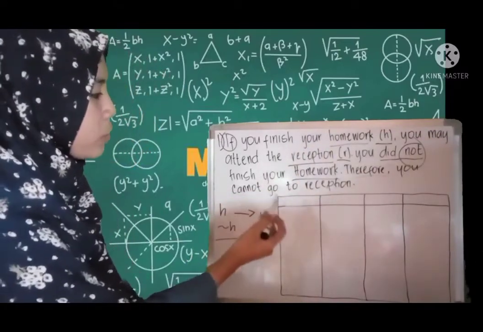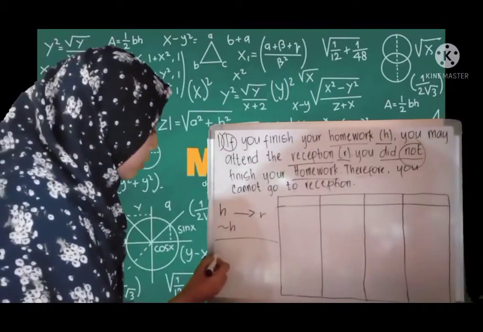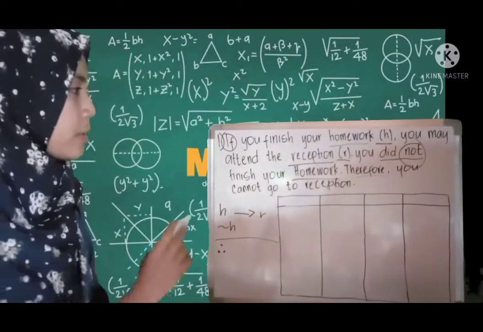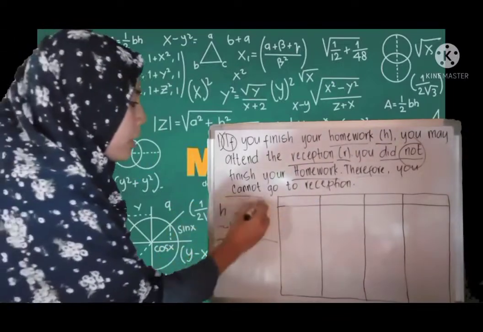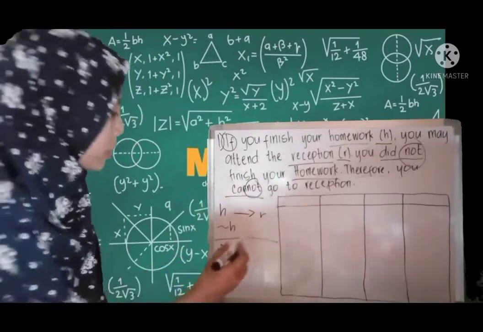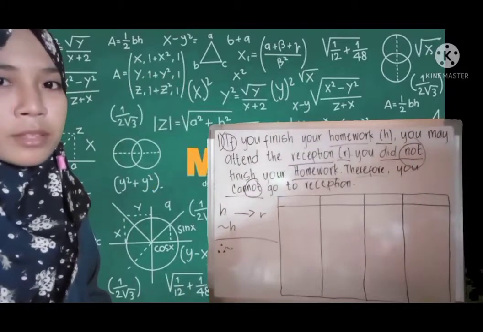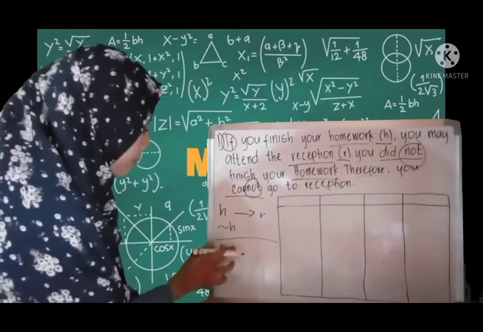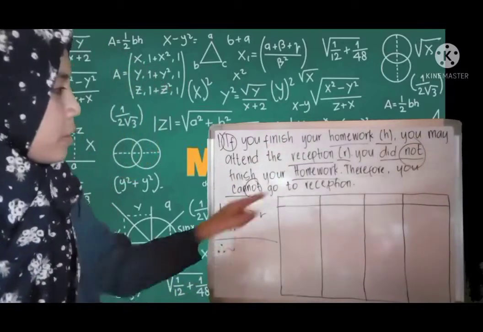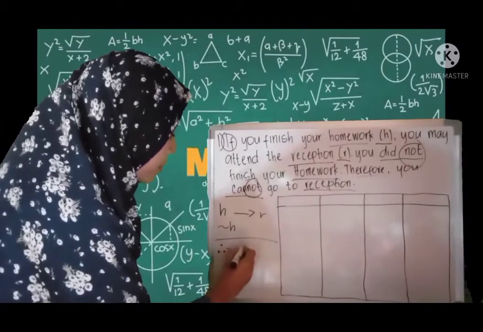Therefore, you cannot go to the reception. So, therefore, nagrepresent siya ng tatlong dots. Therefore, you cannot go. Cannot, gumamit siya ng not. Go to the reception. Cannot, symbolize ng ganyan as negation. Gumamit siya ng negation. Reception, symbolize as letter R.